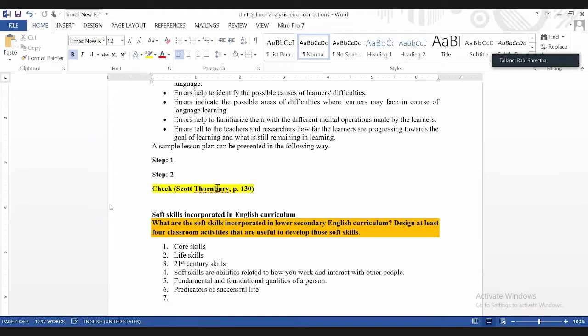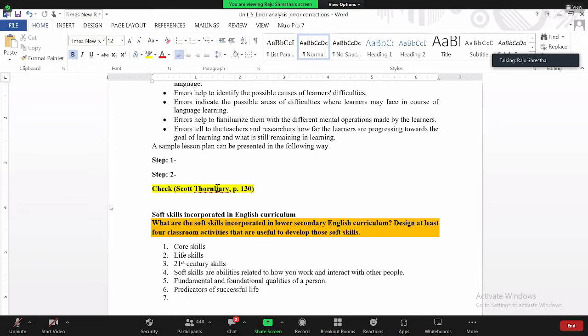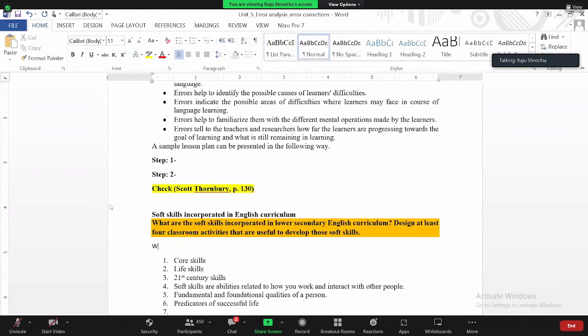And soft skill incorporated in the English curriculum. Here is one simple question, let's see, then we can discuss it. What are the soft skills incorporated in the lower secondary English curriculum design? Give at least 4 activities that are useful to develop those soft skills. First of all, we have to understand what is soft skill, then we talk about the activities.